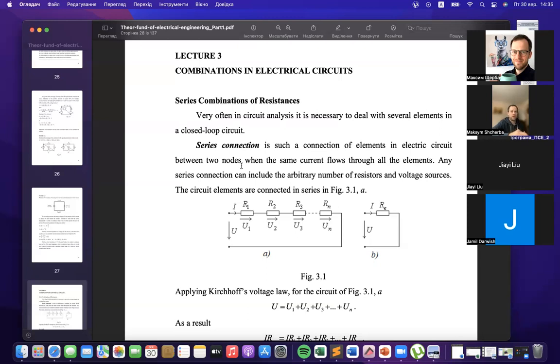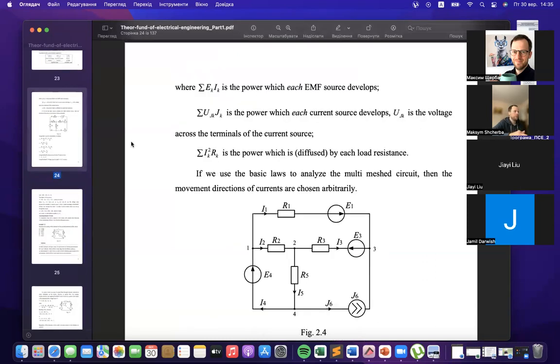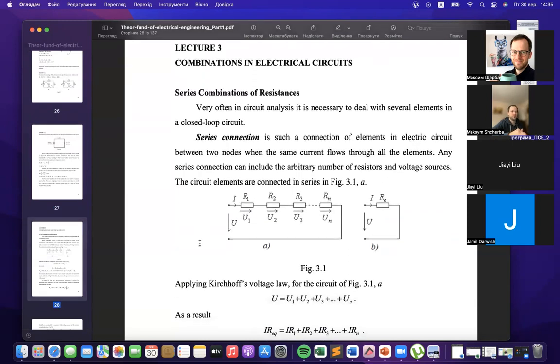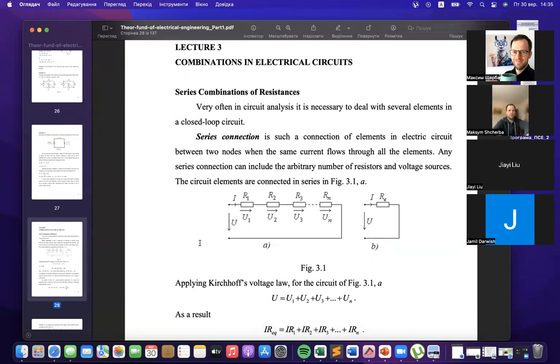Okay, first of all, our main goal is to decrease the number of elements to make our model more simple. Because in general, we could see lots of elements. The circuit could be much more complex with 10, 20, 30, or 100 elements. And if we could decrease the number of them, it will be much better for our calculation. How could we decrease it?